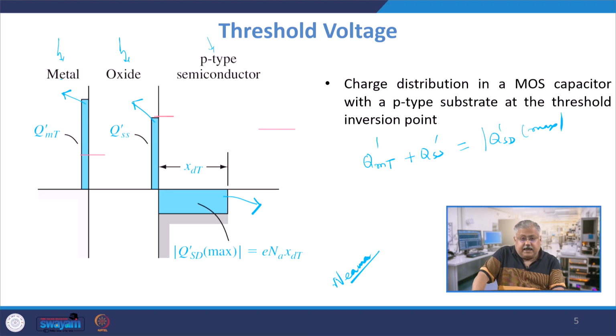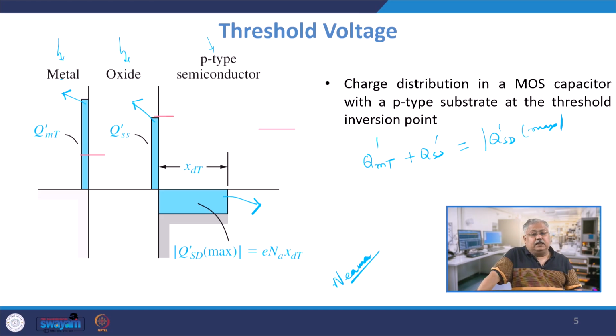This XDT is the depth of the depletion layer onto the semiconductor side. So, I have one charge which is Q prime MT, I have another charge which is Q prime SS. Q prime SS is the charge in the oxide layer, which comprises interface trap charges, oxide trap charges, and so on and so forth. And the third charge, which is in the semiconductor, is the charge because of the depletion region, and this is given by Q times Na times XDT.